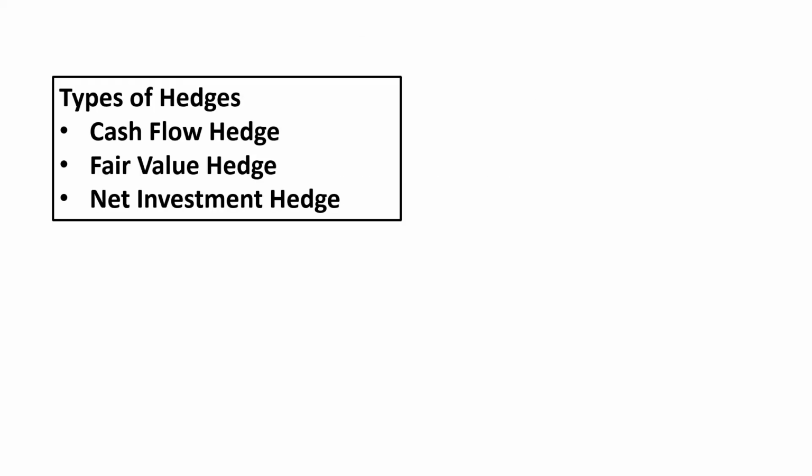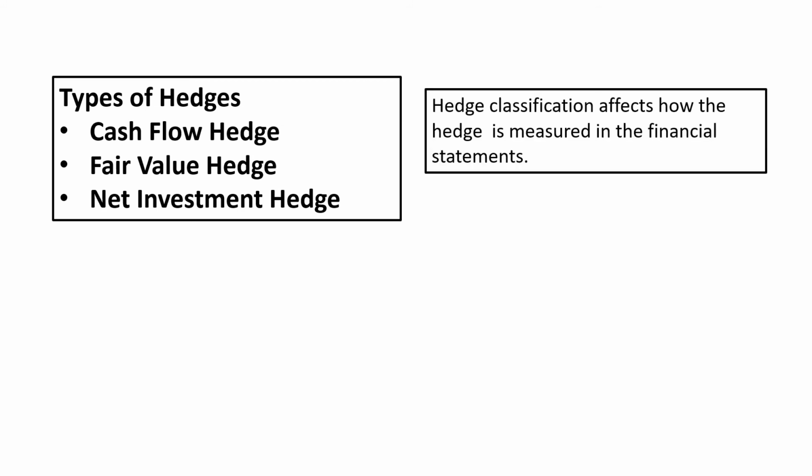There are three types of hedges: cash flow hedge, a fair value hedge, and a net investment hedge. This classification affects how these hedges are measured in the financial statements.